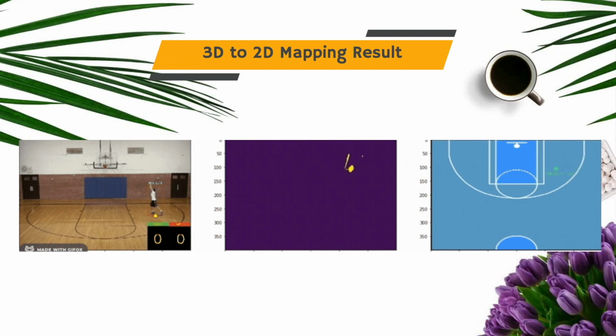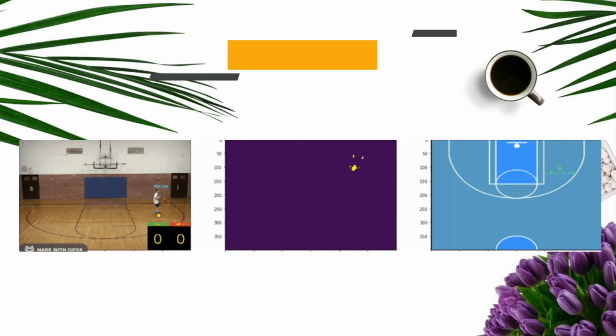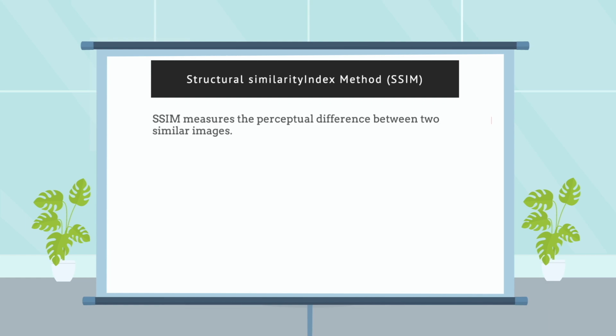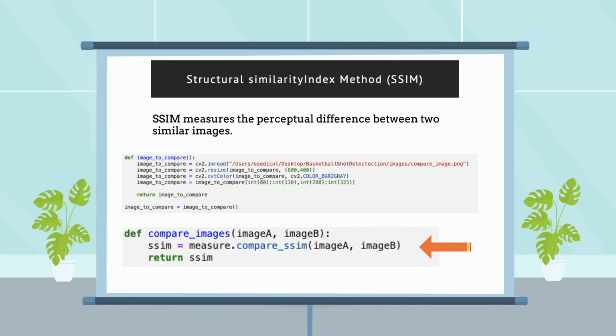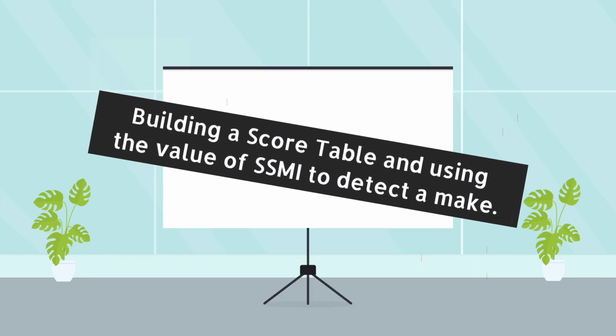Now that we are able to detect basketball, detect players, and map player position to a 2D image, the next thing on the line is to classify whether a basketball shot is a make or a miss. SSIM is basically a measure of the difference between two images. Here I have a function that loads an image to be compared, and sklearn already implemented a function that calculates the SSIM for us, so we just had to import the function.